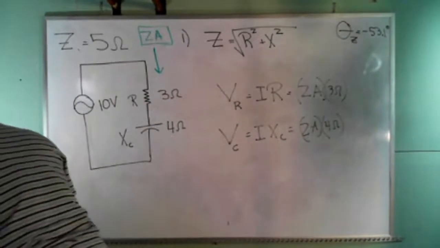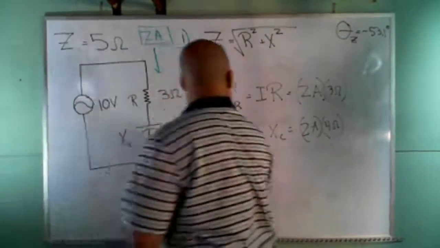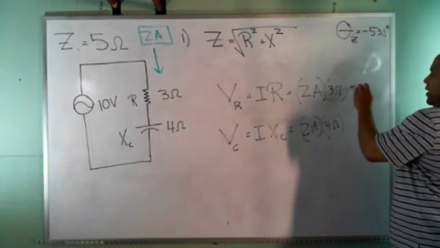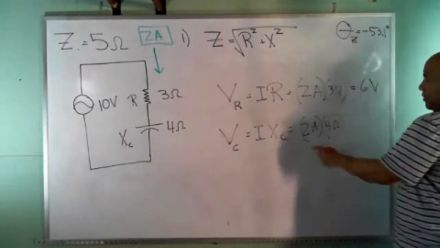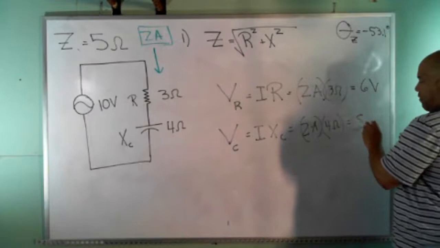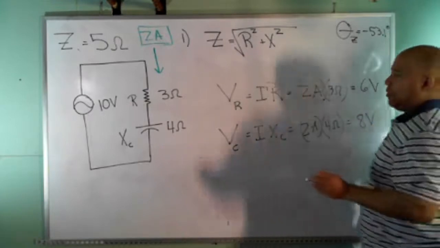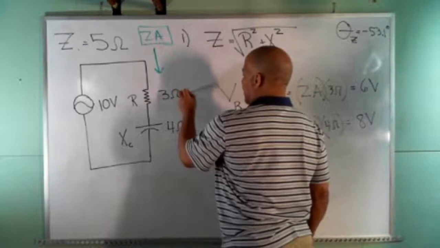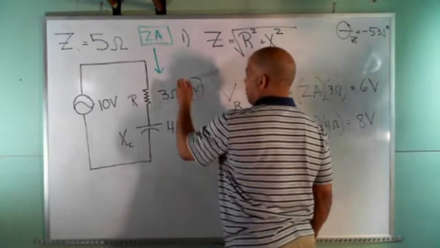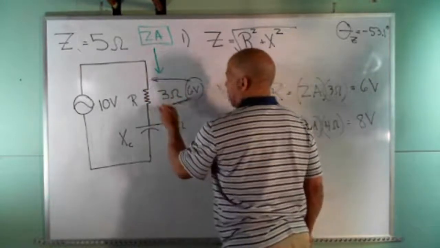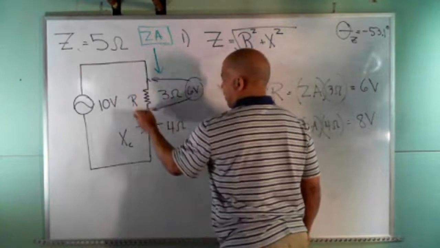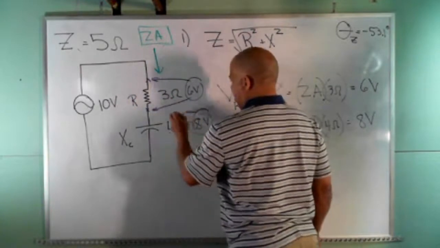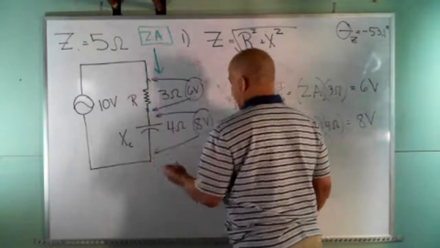I'm running out of marker. So if I do the math here, I get 6 volts and I get 8 volts. So over here across the resistor, I got 6 volts from there to there. And now here I got 8 volts from there to there.